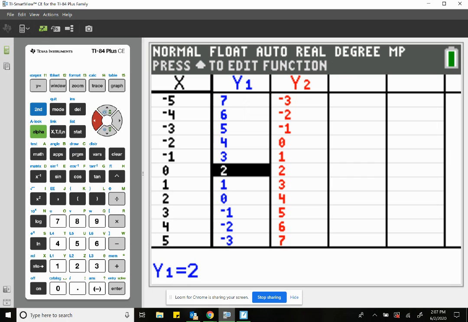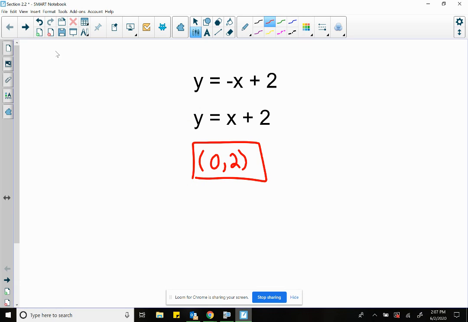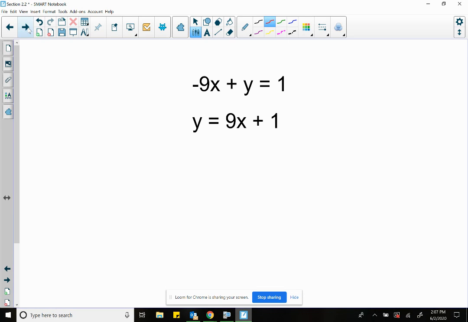Easy peasy. Okay? The only thing you have to make sure of is that your equations are in slope-intercept form, y equals. All right? It's really all there is to it. So go ahead and pause the video, give this one a shot. Go.